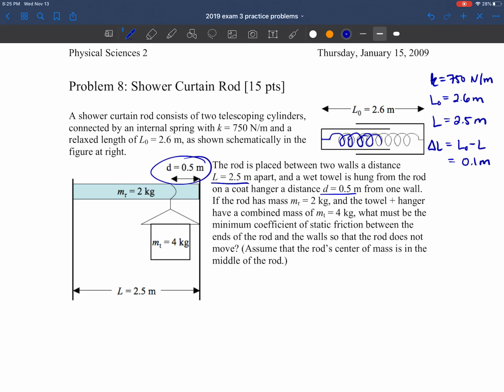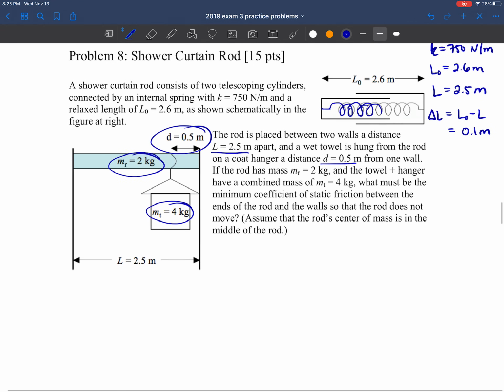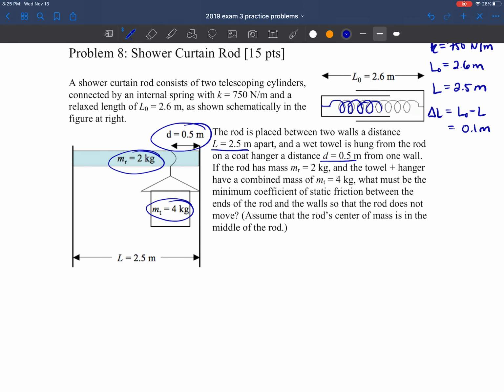So that's over here. If the rod has a mass of 2 kilograms and the towel and hanger have a combined mass of 4 kilograms, what must be the minimum coefficient of static friction between the ends of the rod and the walls so that the rod does not move? So it does not move. We can assume the center of mass is in the middle.